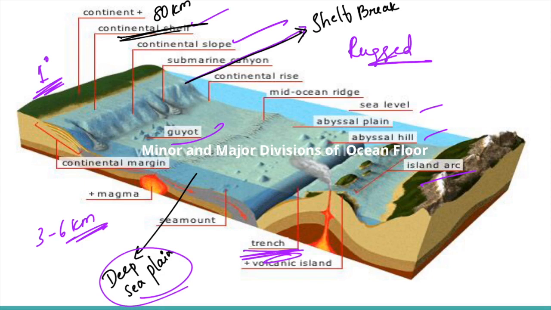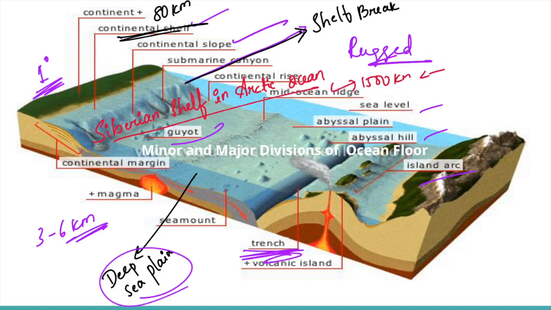The shelves are almost absent or very narrow along some of the margins like the coast of Chile, the west coast of Sumatra, etc. The Siberian shelf in the Arctic Ocean is the largest in the world and it stretches up to 1500 km in width. The depth of the shelves also varies. It may be as shallow as 30 meters and in some areas it may be as deep as 600 meters.